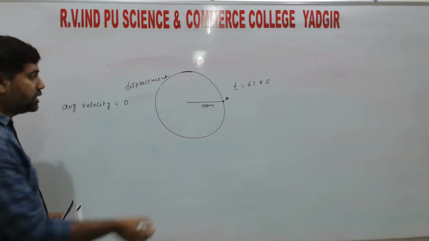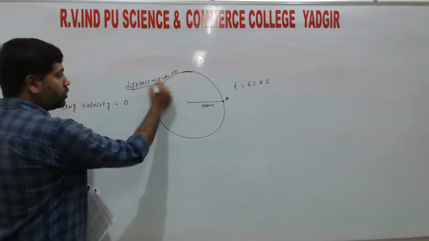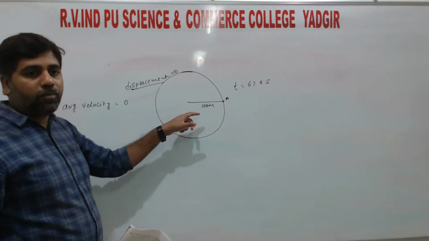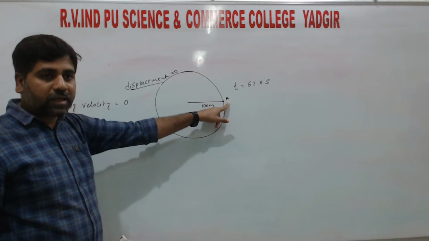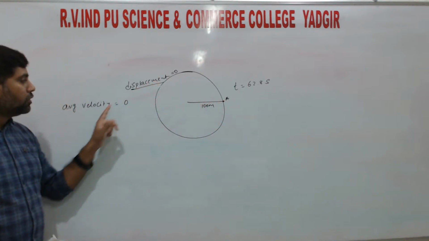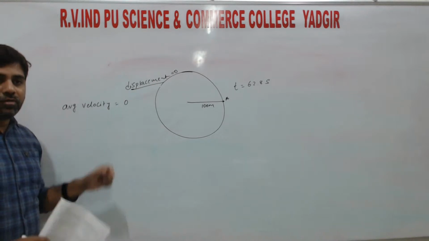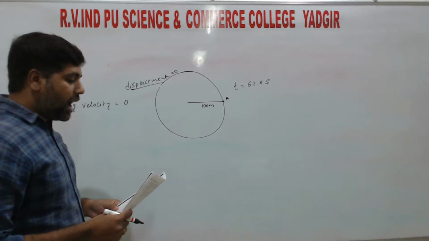Right? So displacement becomes 0 for us. The definition of displacement is initial position minus final position. So here the initial and final positions are both the same. So hence displacement is 0. So hence average velocity is 0. Right? So next, average speed.